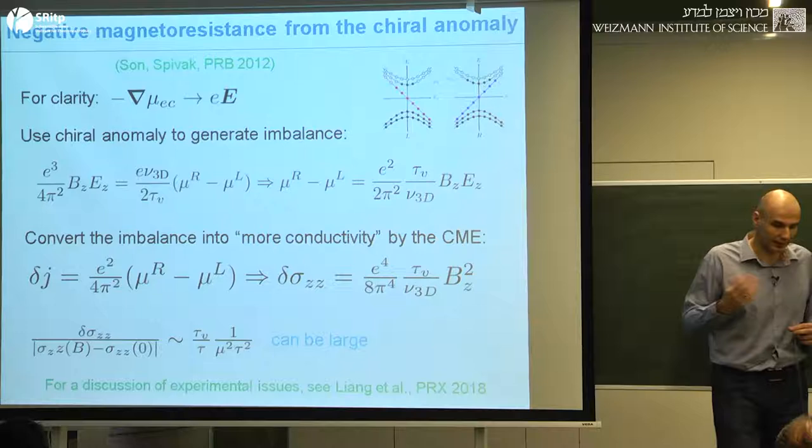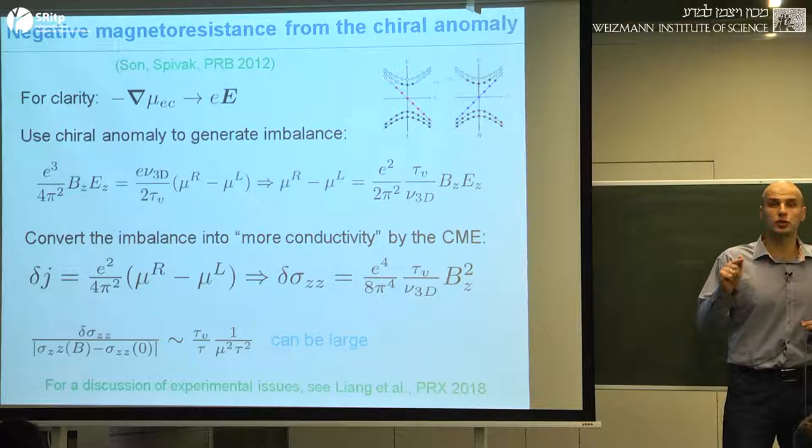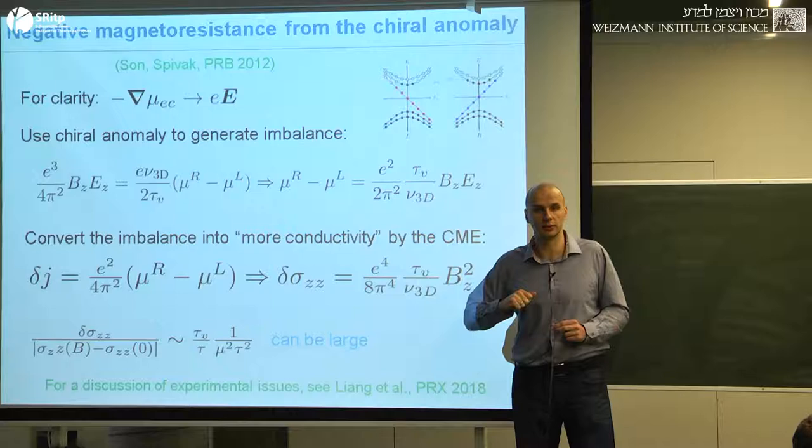Okay, but it's a quantum mechanical effect. So what I'm going to be talking about now is the classical mechanism, essentially, for negative longitudinal magnetoresistance. First I will tell you this story, and then I will tell you what the difficulties are with experimental observation of this. The idea actually is very simple.